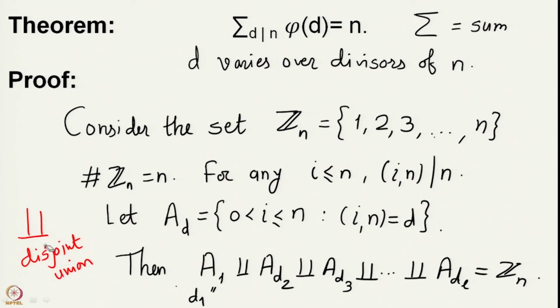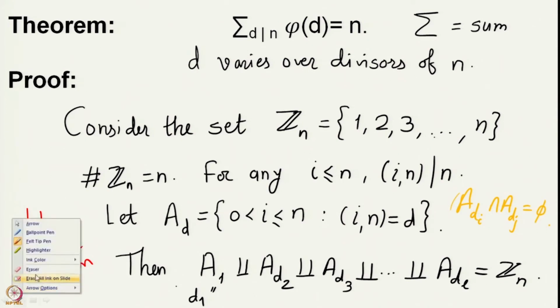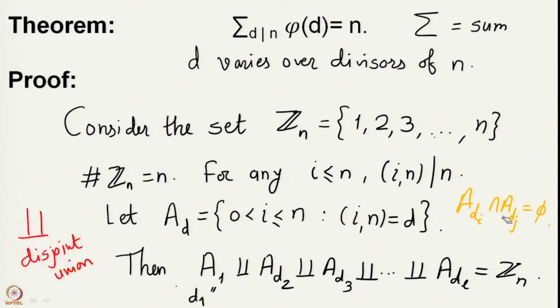This symbol says that we are first of all taking the union of the elements, but it also tells you that these sets are all disjoint. That is not very difficult to check, because whenever you have elements coming from two different divisors, A_di intersection A_dj is going to be empty. This is because the elements of A_di have the property that their GCD with your number n is di, whereas A_dj are the elements whose GCD with n is dj.